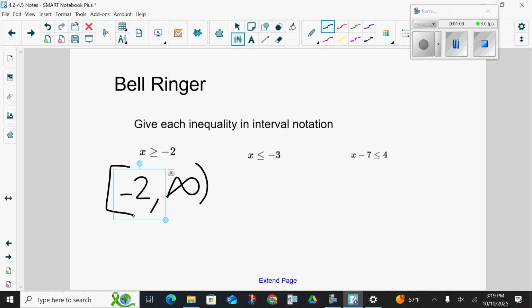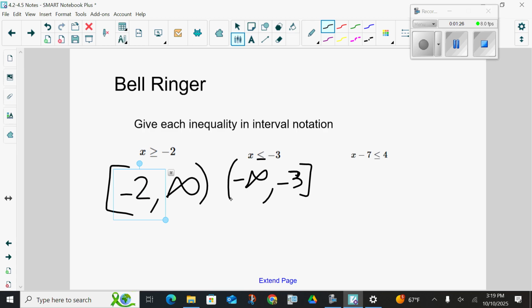For our second one, x is less than or equal to -3. We still have an equal sign underneath that inequality, so -3 is going to have a bracket around it. And the smallest it can get is -infinity, which will have a parentheses around it.